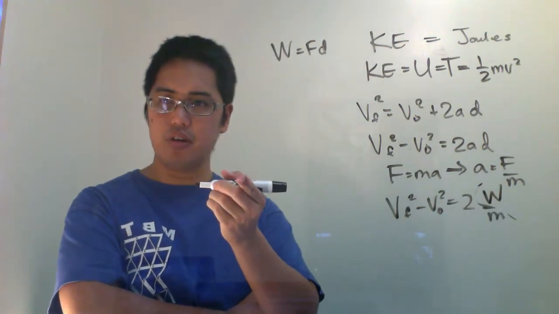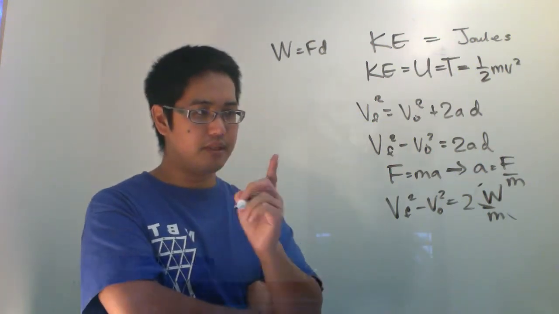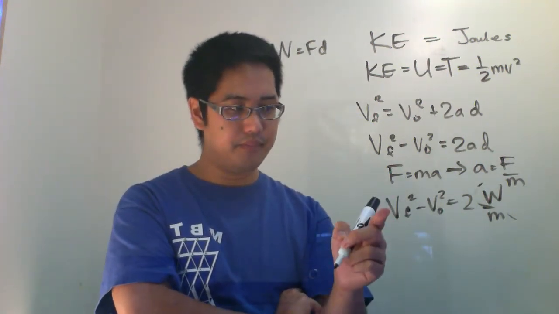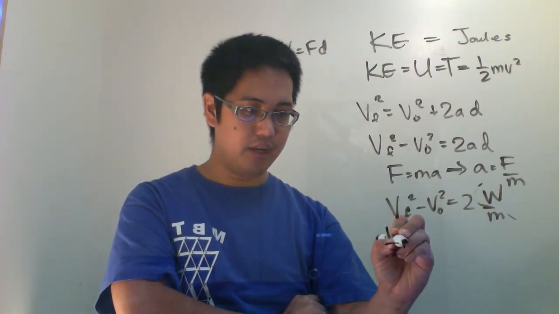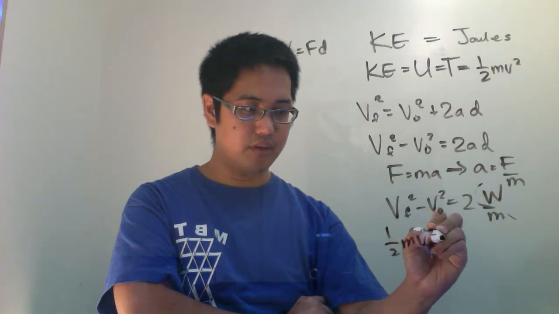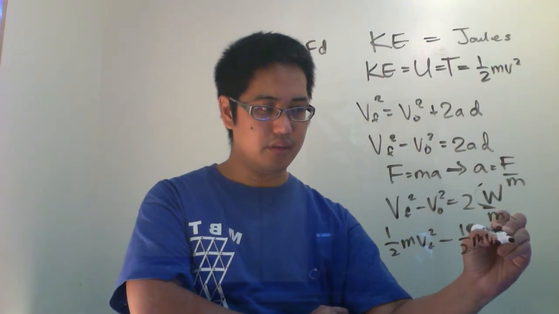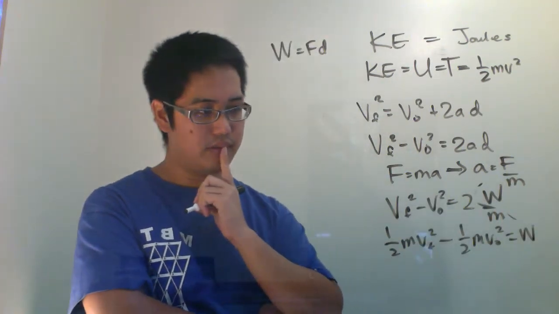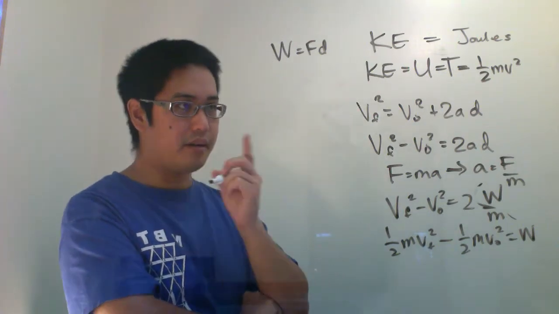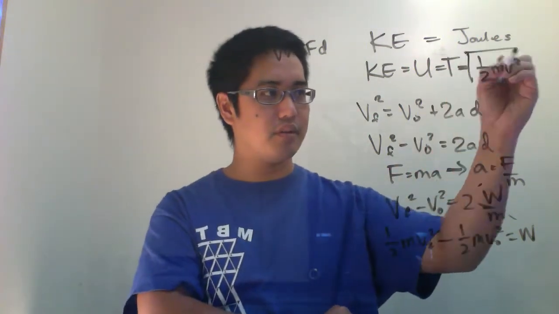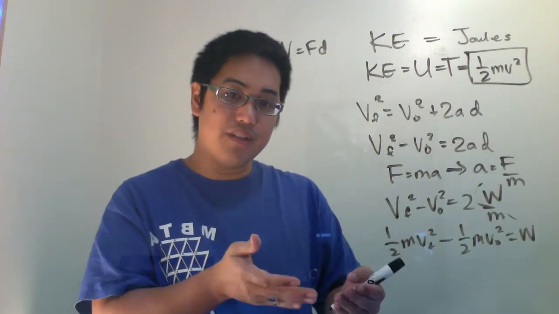Did I lose you so far, or are you good? All right. The next thing I'm thinking about doing is multiplying everything by m and dividing everything by 2. So I have 1/2 mv final squared minus 1/2 mv initial squared is equal to work. When I'm talking specifically about kinetic energy, all right, that's my equation, 1/2 mv squared. Or the amount of work that is done is equal to the difference in kinetic energies.